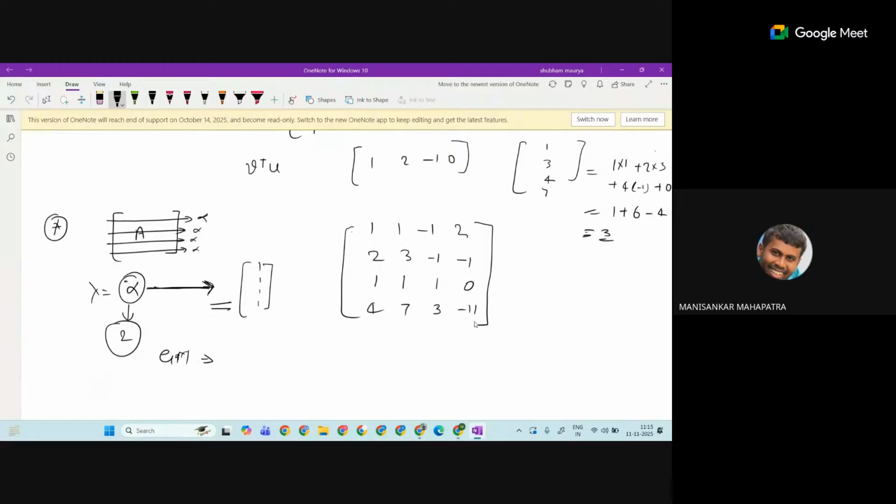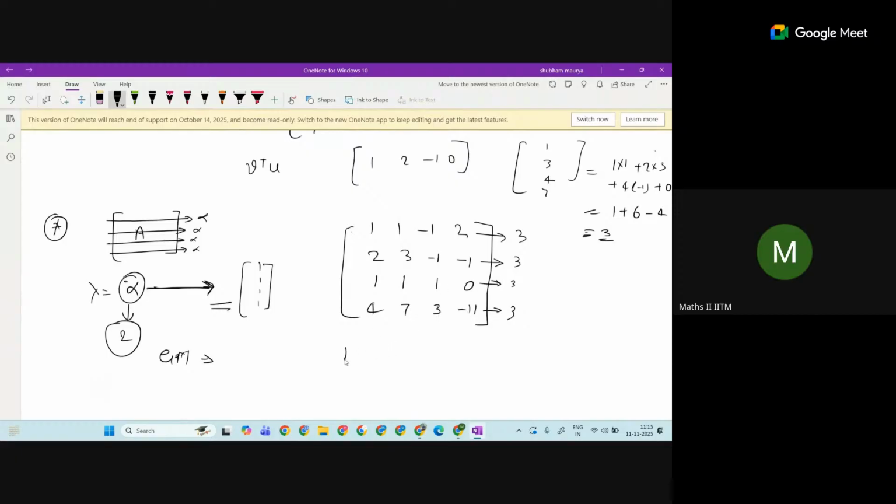Row summation is 3, sir. Yes. Here the sum of each row is 3. You sum the first row, you get 3. Here if you sum each row, it is 3. Here is also 3, and here is also 3. So each row sum is 3.